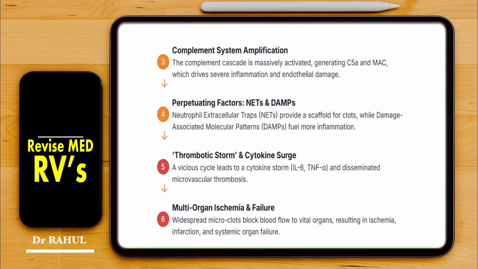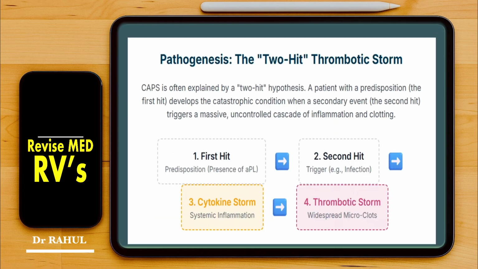Thrombotic storm as well as the cytokine storm will lead to multi-organ ischemia and failure, that is, widespread microclots block the blood flow to the vital organs, resulting in ischemia, infarction, and systemic organ failure. So let's revise the pathogenesis.